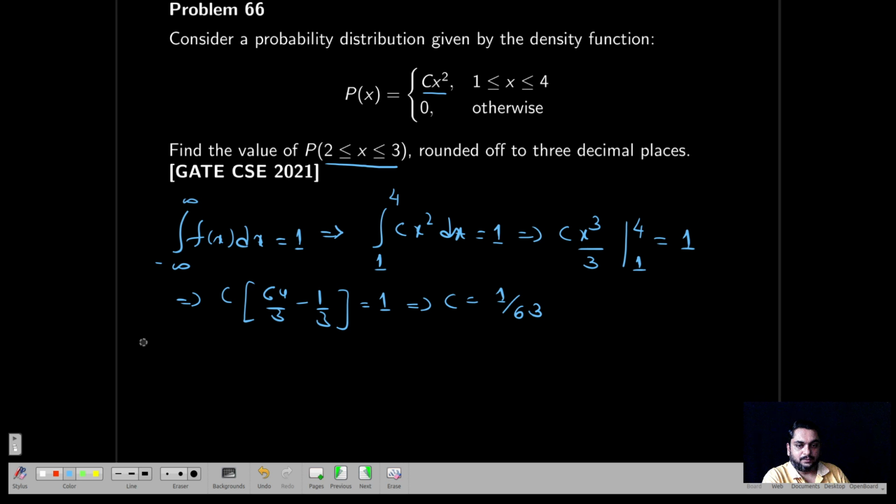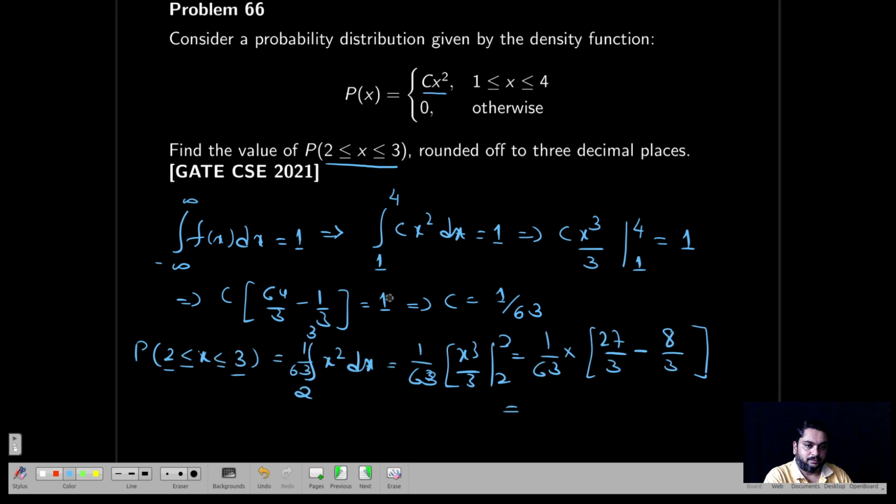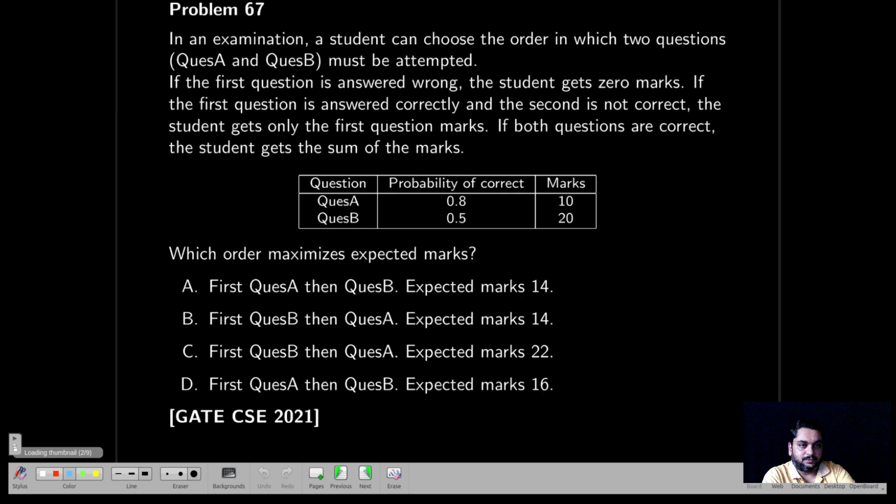Now we find out P of 2 less than or equal to x less than or equal to 3. This is 27 minus 8, that is 19, divided by 3, into 1 by 63. So this will come out to be 19 divided by 63. Okay, I made a mistake there, I forgot the denominator 3. So that is the answer.